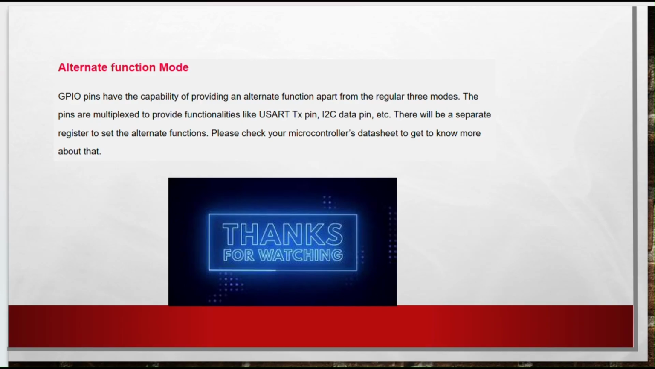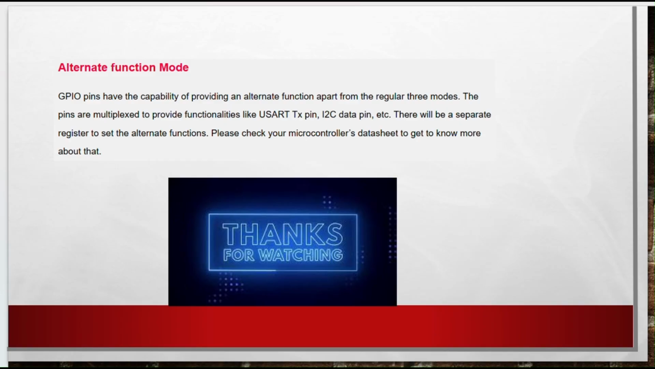Okay, then the last, alternate function pins. GPIO pins have the capability of providing an alternate function apart from the regular three modes: output, input, and analog mode. The pins are multiplexed to provide functionality like UART TX pin, RX pin, I2C data pin, etc. There will be a separate register to set the alternate functions. Please check your microcontroller datasheet to know more about that.